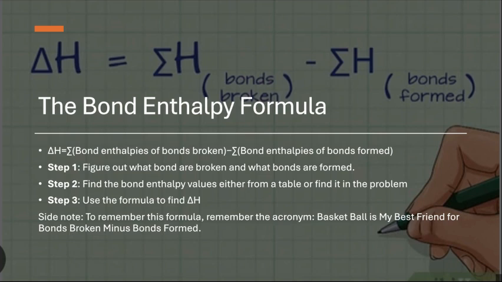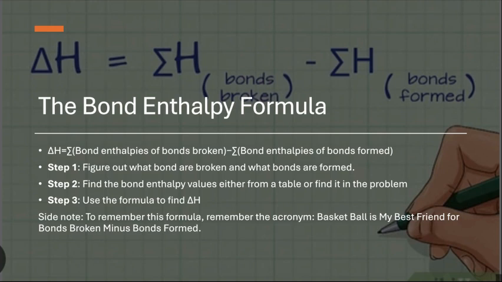So to use this formula, use these steps. The first one, list all the bonds being broken and their enthalpies. Step 2, list all the bonds being formed and their enthalpies. Step 3, subtract the sum of the bonds formed from the sum of the bonds broken.